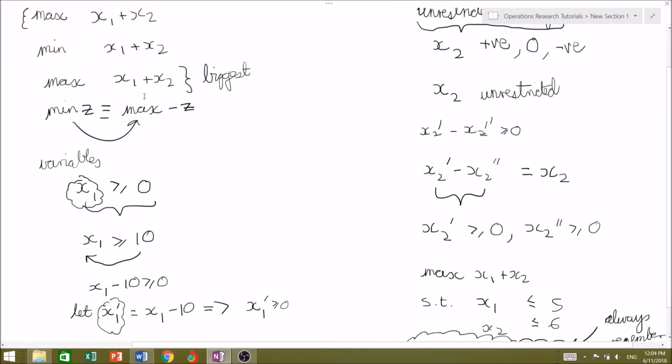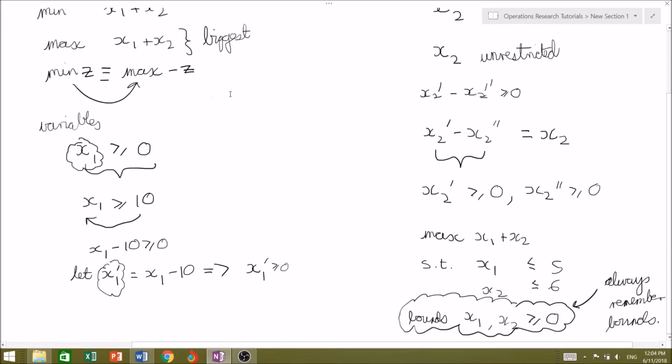So I will bring all these ideas introduced to you now together in an example where I show to you how we transform a model.